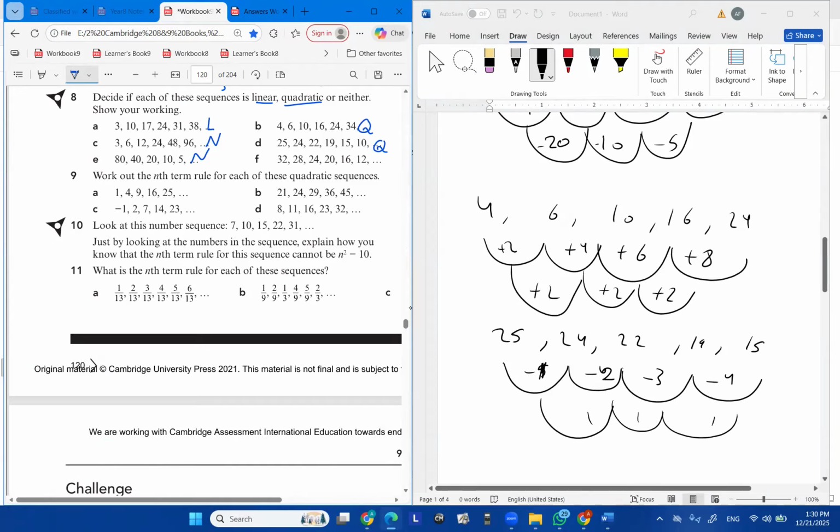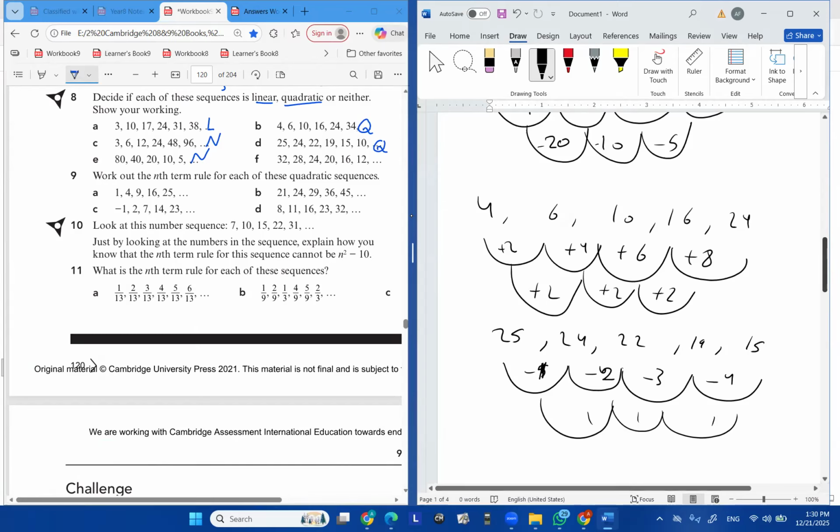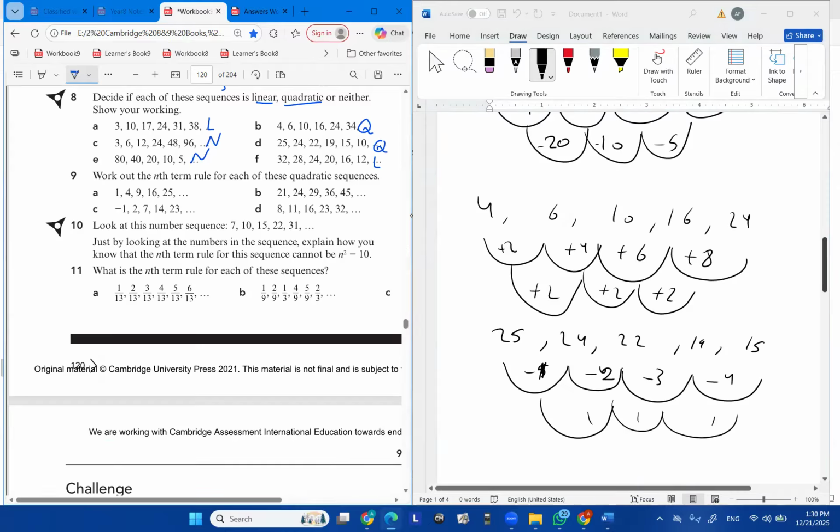32 to 28. What happened to it? Let's go down and see. We don't need to. I minus 4, then minus 4, then minus 4, then minus 4, then minus 4. So it is linear. Good? All right. Question 9. Work out the nth term rule for each of these quadratic sequences.